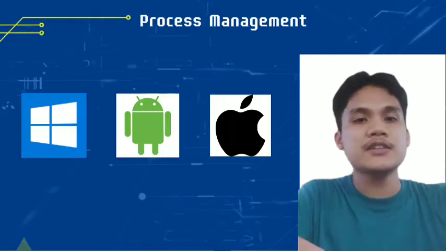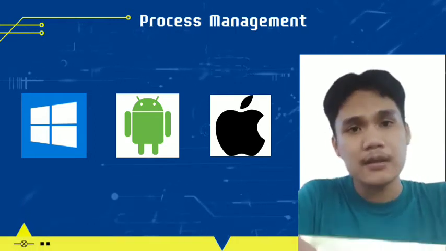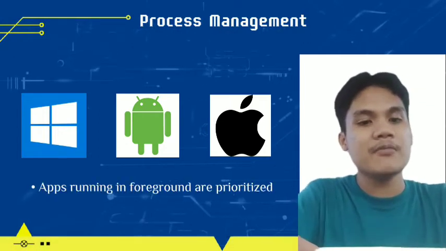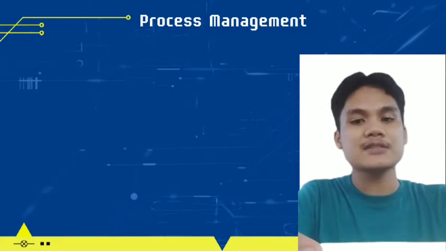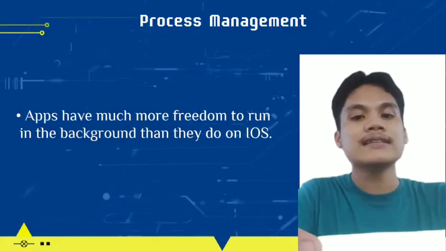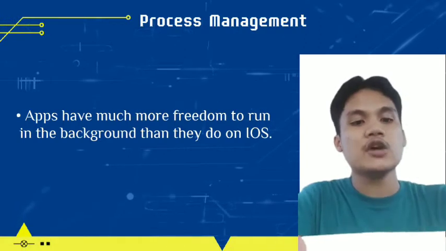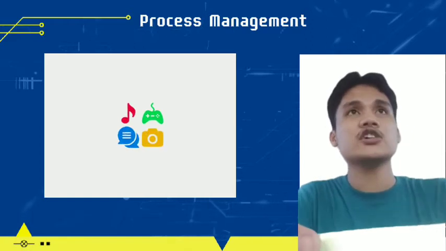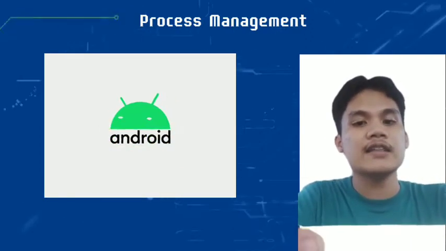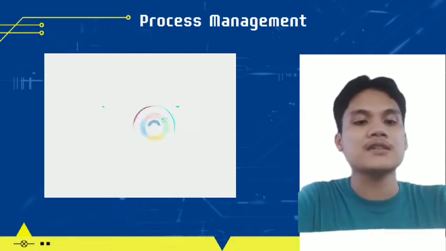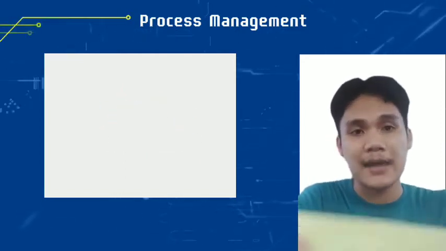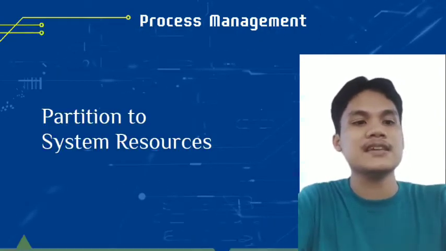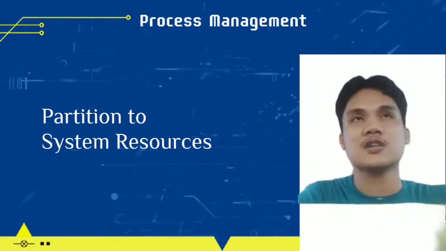Android's process management sits somewhere in between the Windows and Apple iOS mechanisms in managing processes. This means that apps running in the foreground are prioritized, but apps have much more freedom to run in the background than they do on iOS, which only allows apps to perform a few limited tasks in the background. This makes Android more flexible, with the ability to preserve certain data or processes that sit in the app for a much longer time.